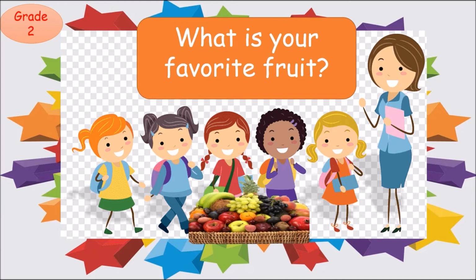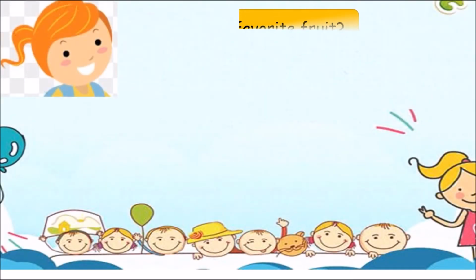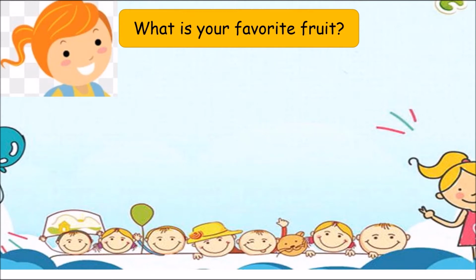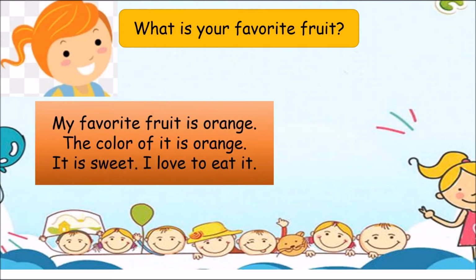Okay. So we go to our lesson now. The question is: What is your favorite fruit? My favorite fruit is orange. The color of it is orange. It is sweet. I love to eat it. My favorite fruit is orange. The color of it is orange. It is sweet. I like to eat it.